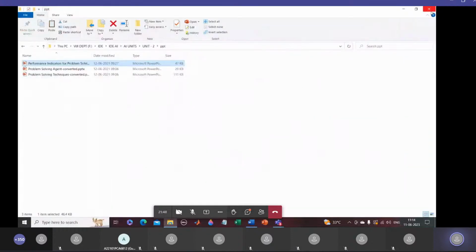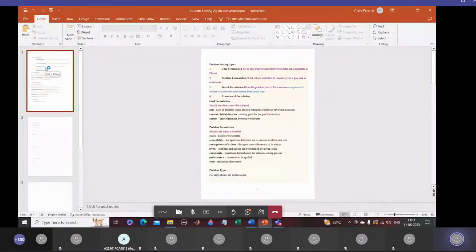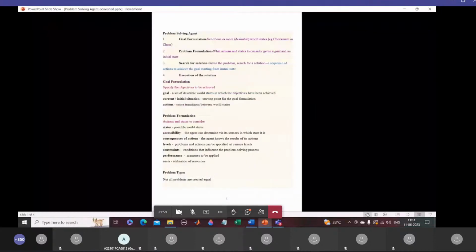So next you have to understand the principles of problem solving agents. So the foundation of AI. We say AI, but it's not only that. Many different things are behind that. So first is the philosophy.